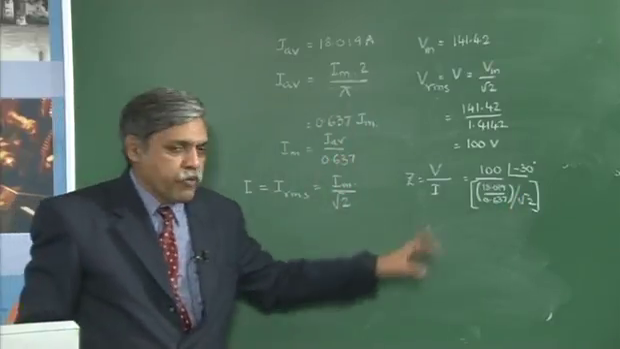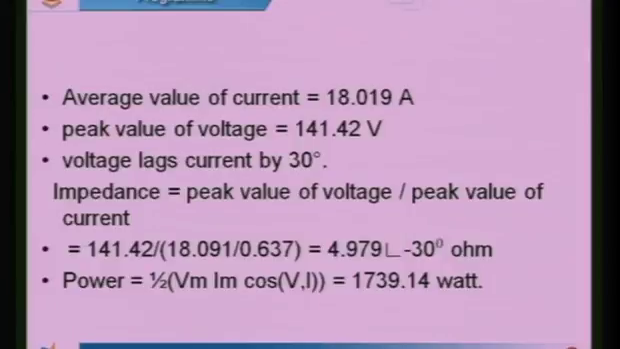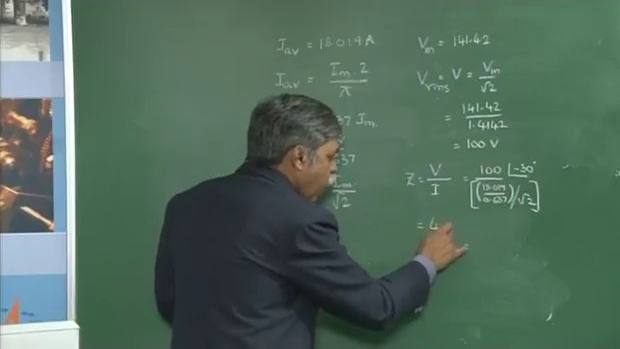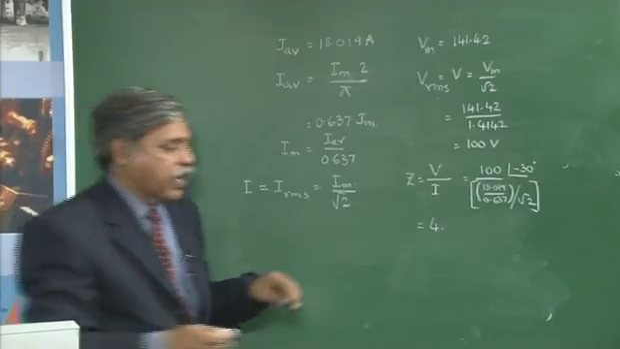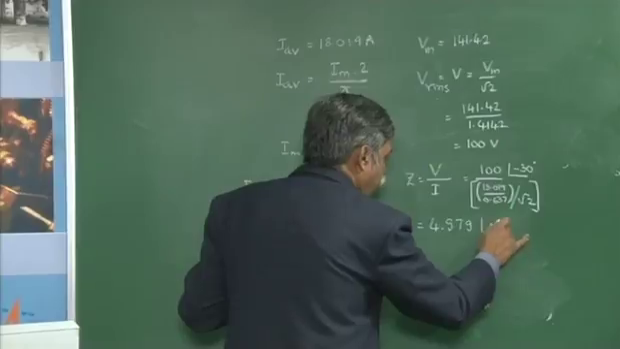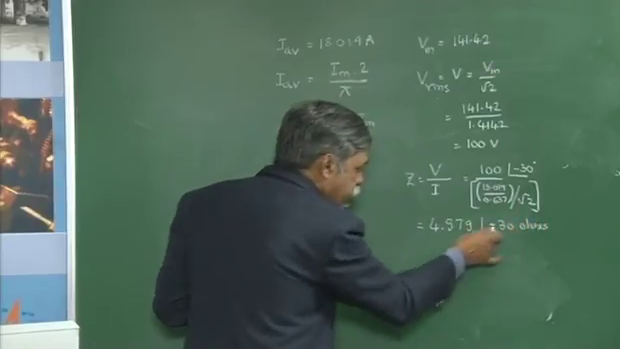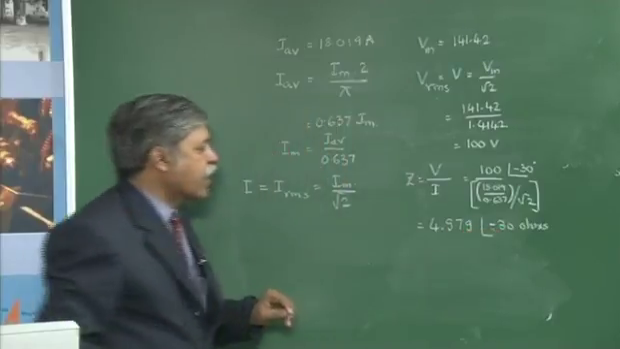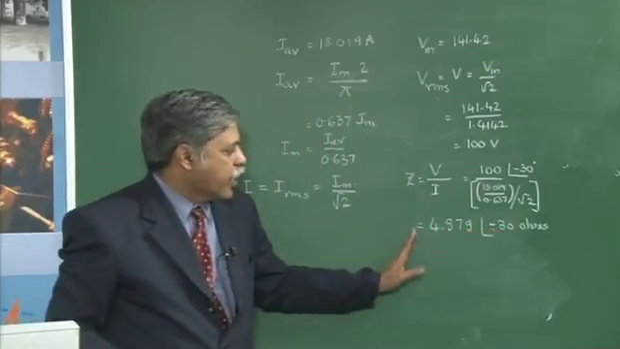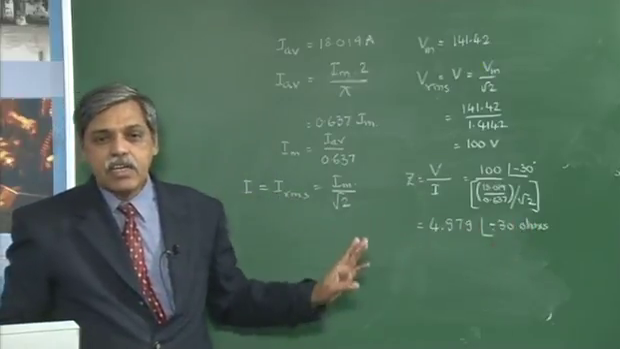Right? I gave simplified calculations there. I have not shown the detailed steps there on the circuit, okay. So this gives us an impedance of 4.979 at an angle of minus 30 ohms, okay. Now with this sign of the angle, I can say that in the circuit I have a resistor and a capacitor combination in series, okay.